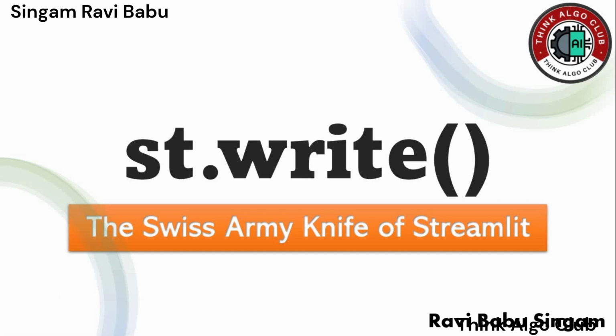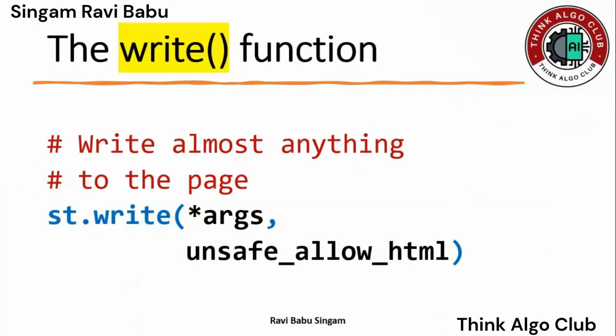In this video, we are going to learn a very useful function named write. This function is called the Swiss Army knife of Streamlit. It is a versatile function. We can do a lot of things with this function. The name of the function, as I told you, is write. You can write almost anything to a web page. You can write text, you can add markdown formatting, add a data frame, a chart, a table, anything. That is the beauty of this function.